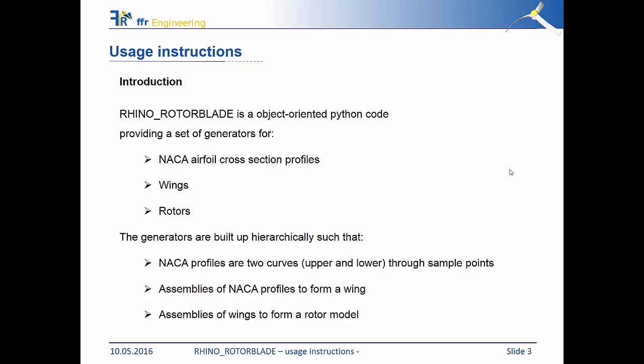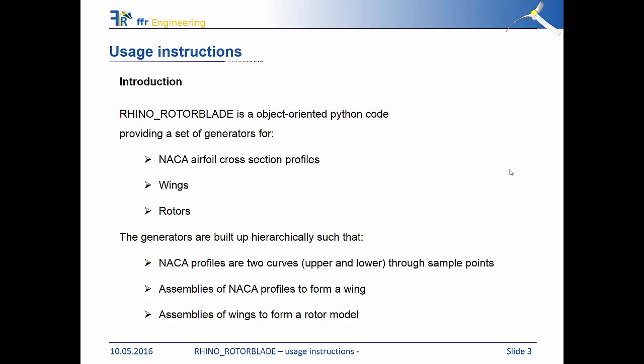Yes, so let's come back to Rhino Rotor Blade. As I said, this is Python code. It's actually an object-oriented Python code with modules and real data structures. There are mainly three generators at the moment, a so-called cross-section profile generator, mainly for NACA profiles. You should be familiar with the term NACA. These are basically the profiles used for many wing shapes. And out of those, wings and rotors can also be generated using our extension.